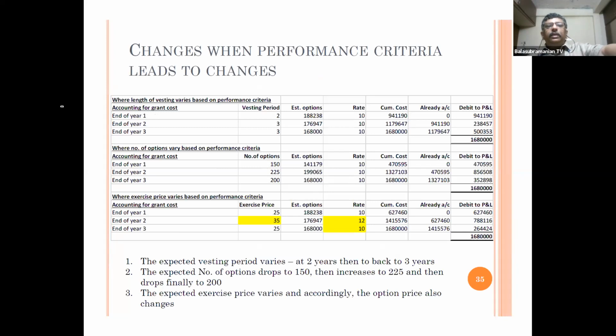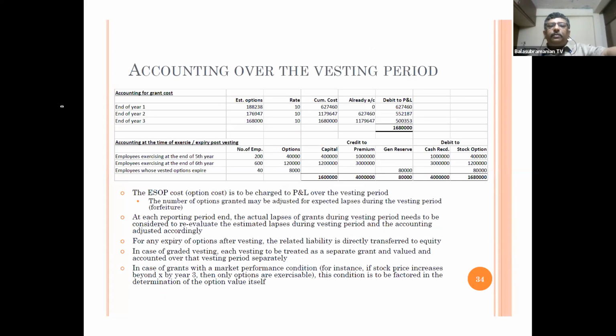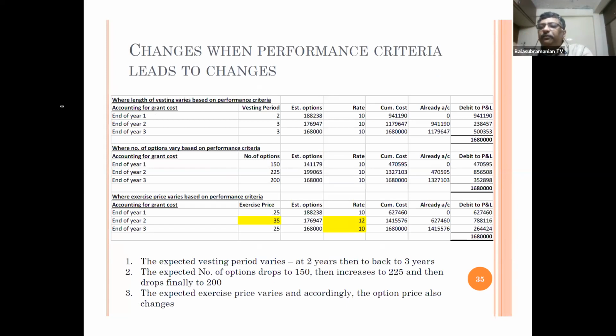Okay, so this is what we were looking at. And then I have also given some more examples of what happens when the performance criteria leads to changes. So we saw earlier how the number of people vesting varies. Now, if there is a performance criteria based change, how that gets impacted is also something we will see. Now, where the number of options vary based on performance criteria. So instead of 200 at the end of 1 year, you expect now only 150 options to go to them because of some performance criteria.